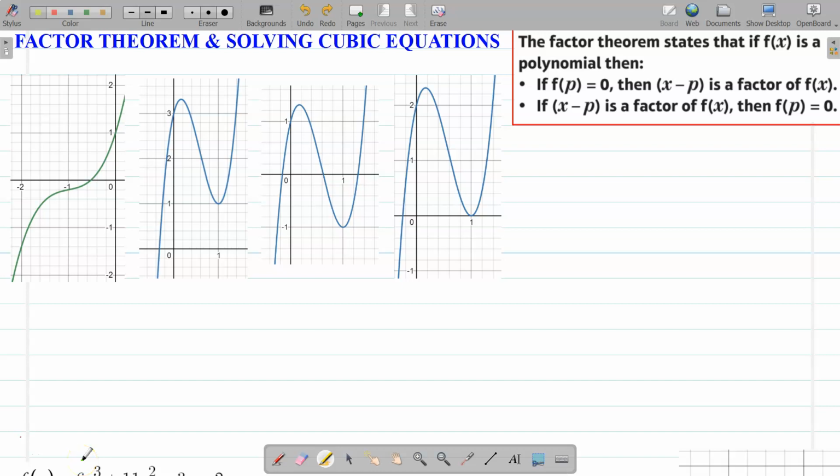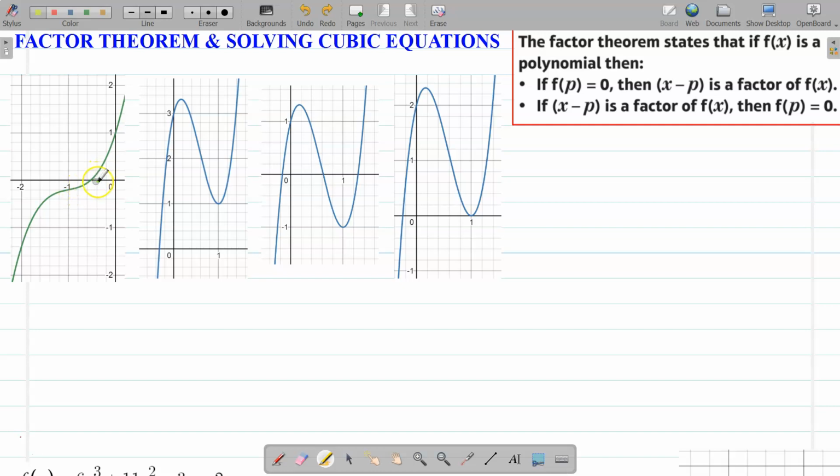Welcome to this video where we're going to explore the factor theorem and using it to solve cubic equations. Okay, so the factor theorem is stated here. Here are some examples of cubic functions that have been plotted. You'll notice they all have rotational symmetry of order 2.